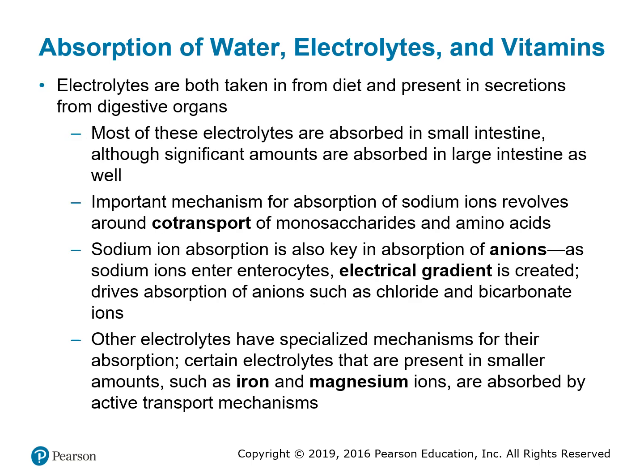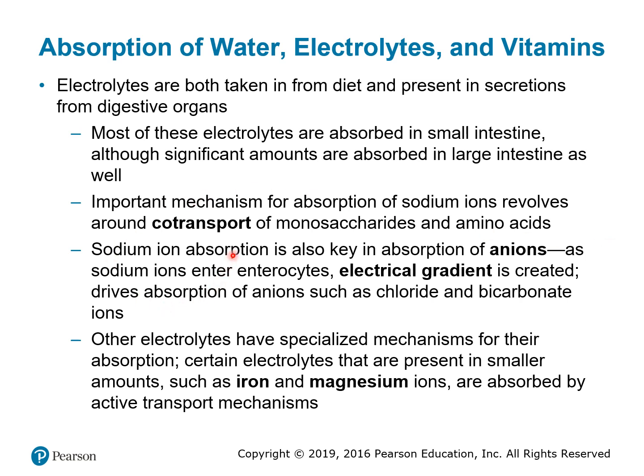So osmosis is a process of water moving in and out of the cells, which are going to be the enterocytes. So, electrolytes. Electrolytes are many ions that are going to be taken from the diet, whatever you eat, and they're going to be present in secretions of digestive organs. Most of the electrolytes are absorbed in the small intestine, although significant amounts are absorbed in the large intestine as well. There are important mechanisms for absorption of sodium ions that revolve around co-transport. So they do have some type of co-transport with monosaccharides, which are part of carbohydrates, and amino acids, which are part of proteins.